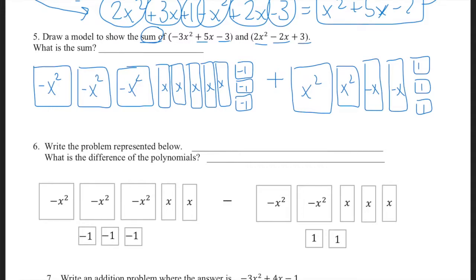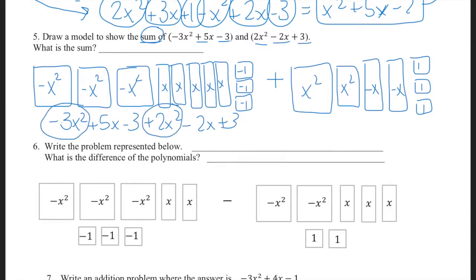Now, to do the sum, I could rewrite, as I said, the whole thing just without the parentheses. So negative 3x squared plus 5x minus 3 plus 2x squared minus 2x plus 3. Negative 3x squared plus 2x squared is negative 1x squared. 5x minus 2x is 3x. And negative 3 plus 3 is 0. So this would be your final sum.